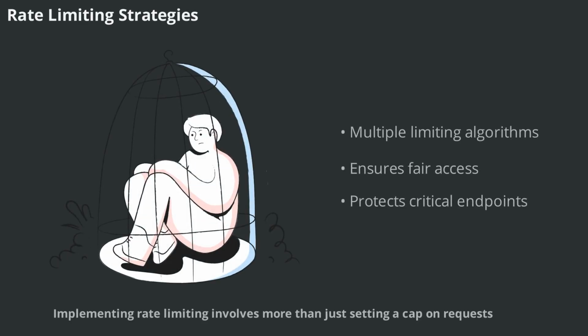Implementing rate limiting involves more than just setting a cap on requests. You can use fixed windows, sliding windows, or token bucket algorithms to control access. The goal is to ensure fairness and protect your backend from abuse or accidental overload. Rate limiting is especially important for public APIs, login endpoints, and payment systems, where security and stability are paramount.